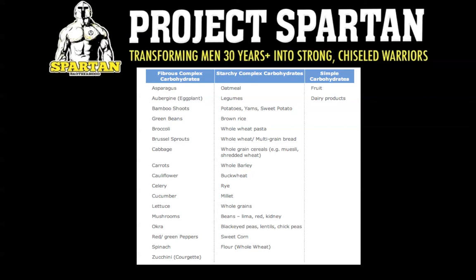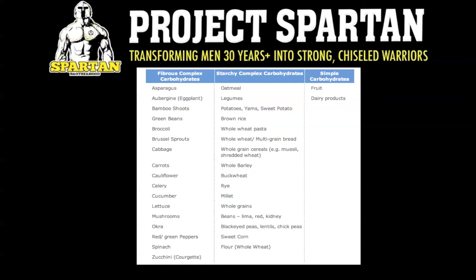Going back to the fibrous carbs again, I've gone off kilter slightly. So again, your cucumbers, your lettuce. A lot of this you'll probably know already, that your fibrous carbs are important. I think it gets a bit more confusing when you get down to the complex carbs. When should you have them?